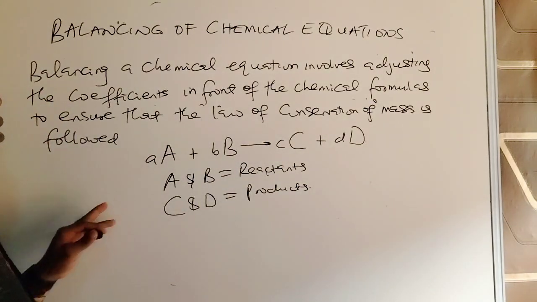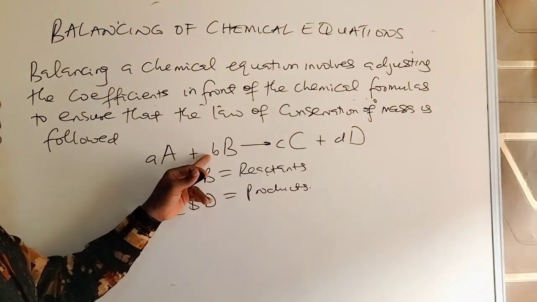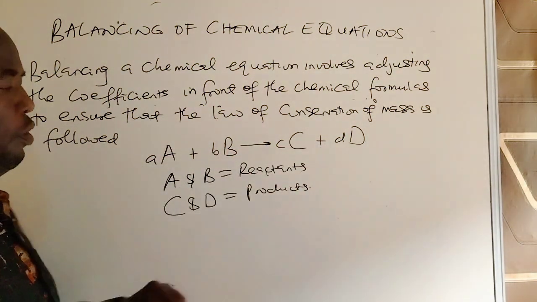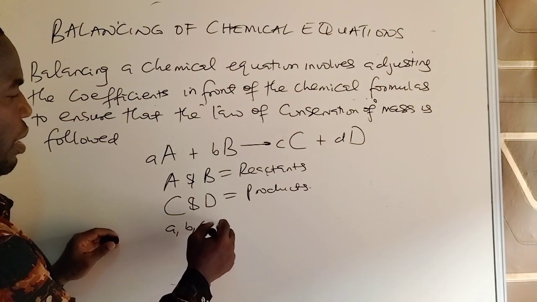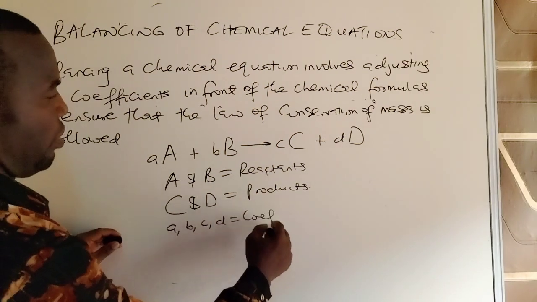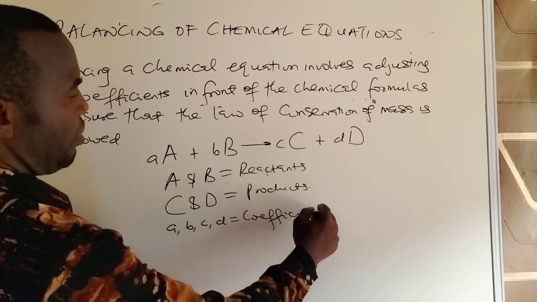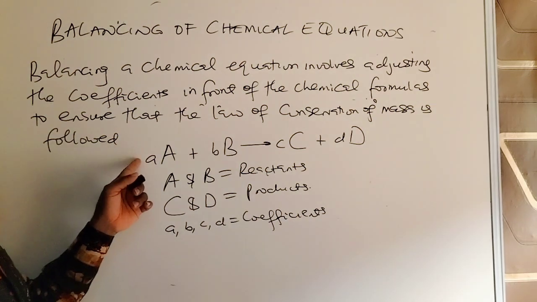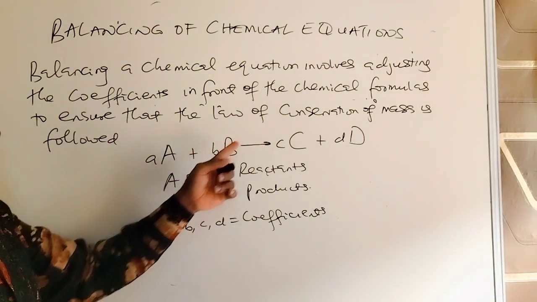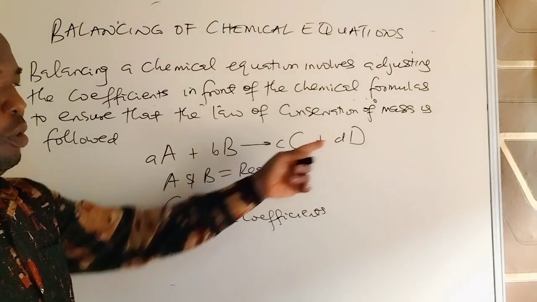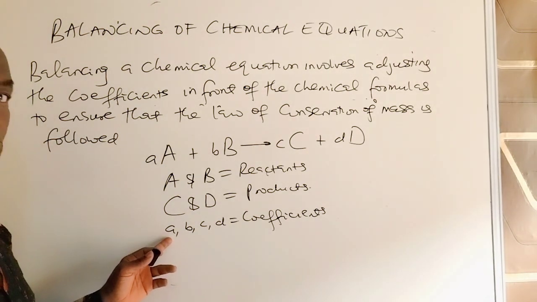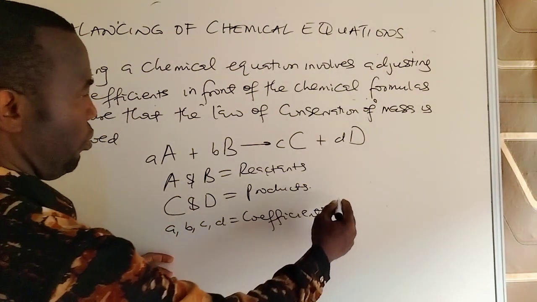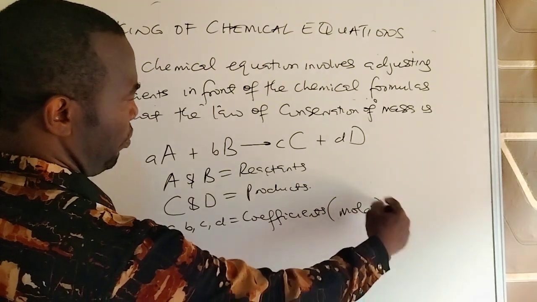Then, what do small a, small b, small c and small d stand for? Small a, b, c, and d are the coefficients of the reactants and products. Small a and b are the coefficients of reactants. Small c and d are the coefficients of products. In chemistry, these coefficients are called the stoichiometric moles, or the number of moles in the balanced equation.